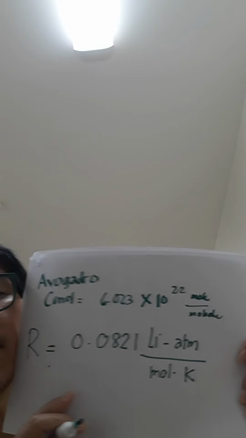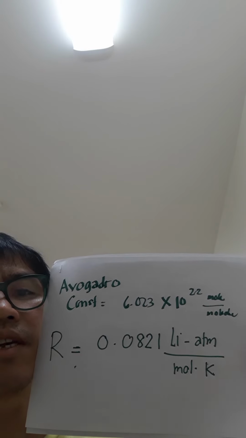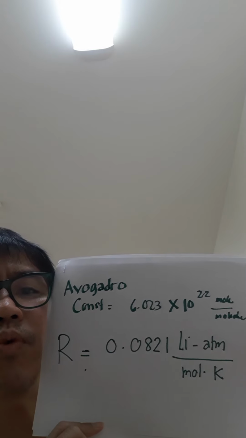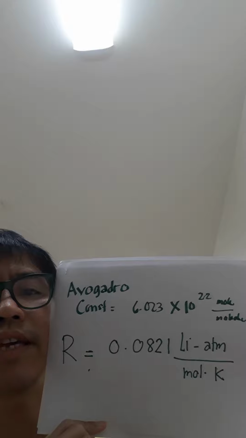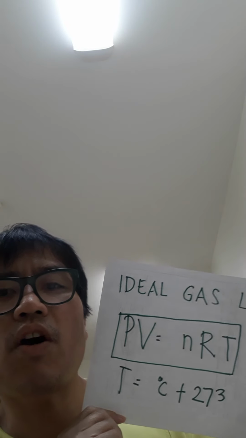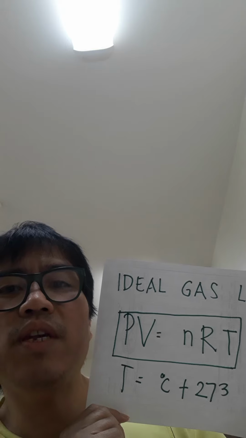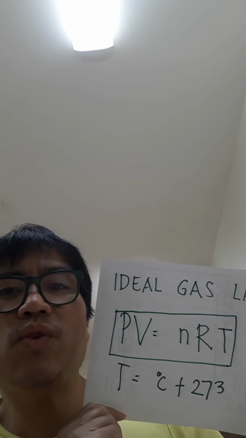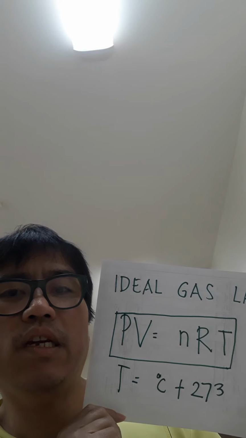Okay guys, this one is the universal gas constant, or the ideal gas constant, which is equal to 0.0821 liter atmosphere per mole Kelvin. So be careful in using your PV equals nRT, okay, because you have to agree with the units. If the units will not agree, you have to convert that one.